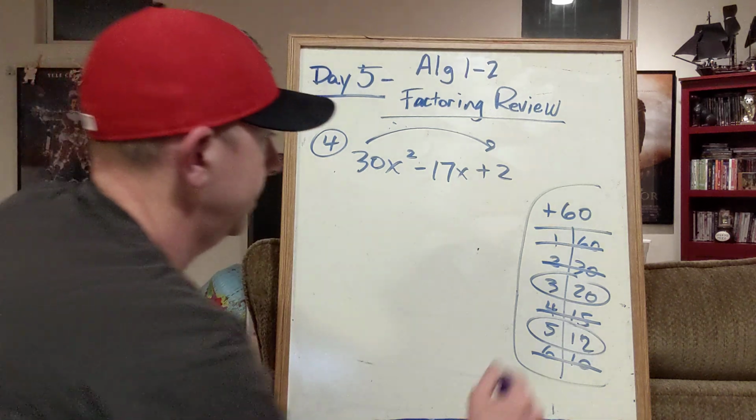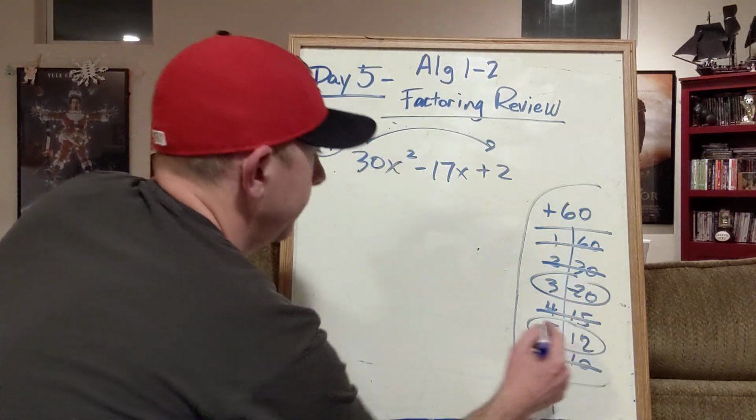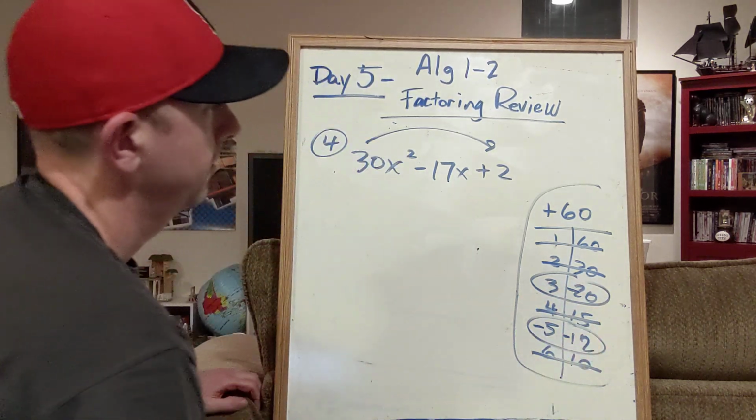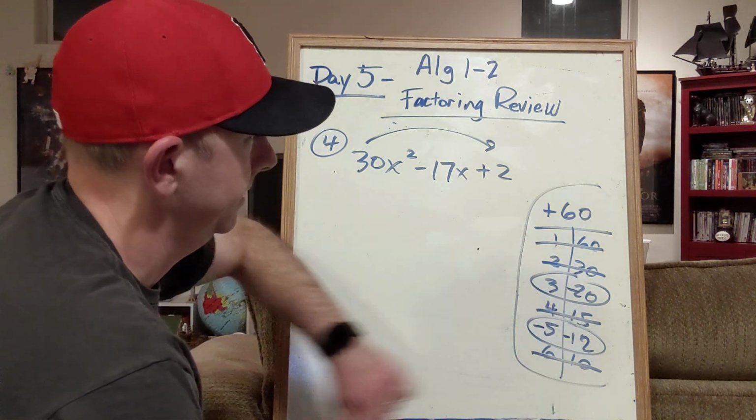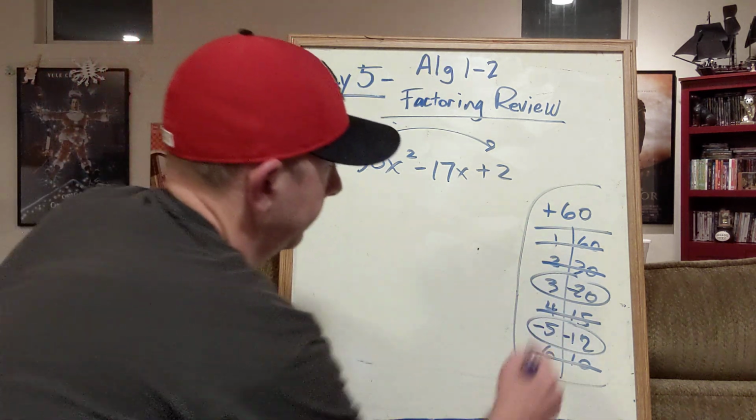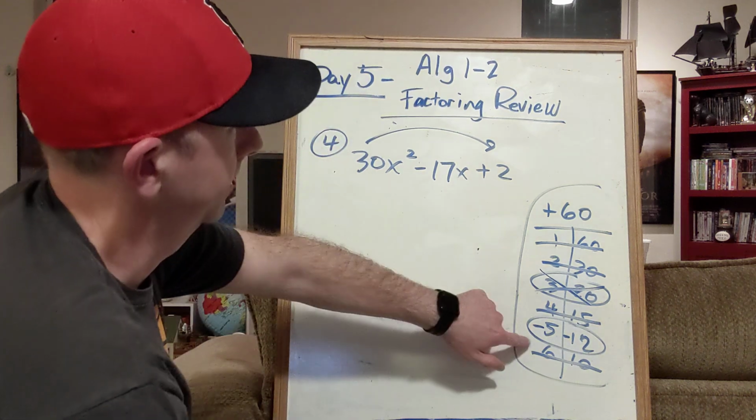Well, to get negative 17, I would need that to be negative. For this one, I need them both to be negative. Which one will multiply to a positive 60? This would multiply to negative, so that's wrong. That's why we want this one for sure.